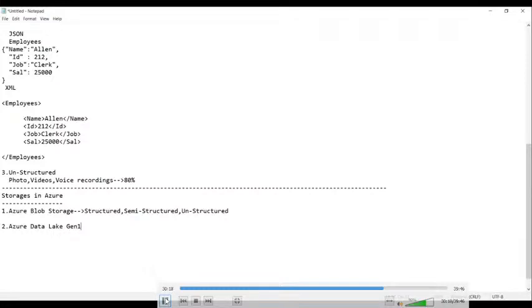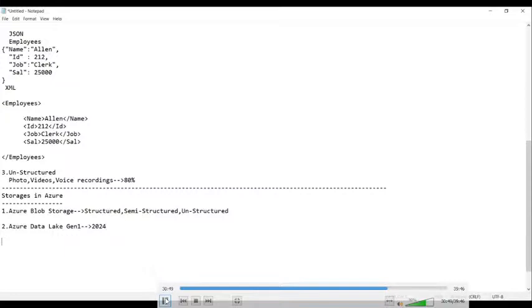So now, in Gen 1, can you see it? Basically, it is not allowed to create it now because this is going to retire in 2024. Everyone, this is going to retire in 2024. Hence, it's not allowing us to create.